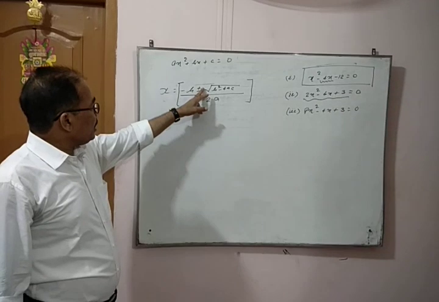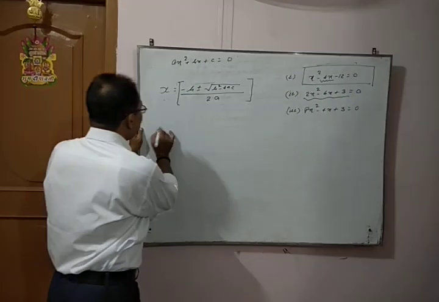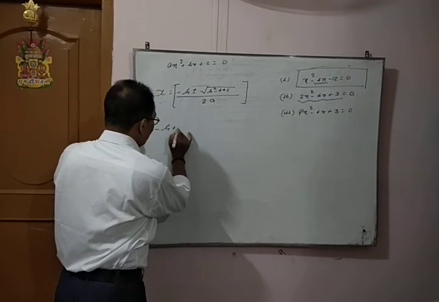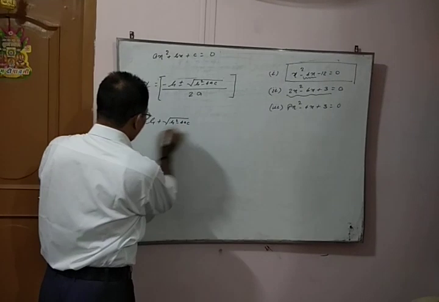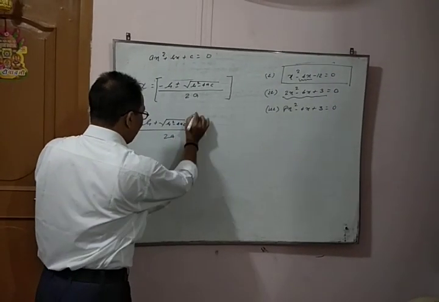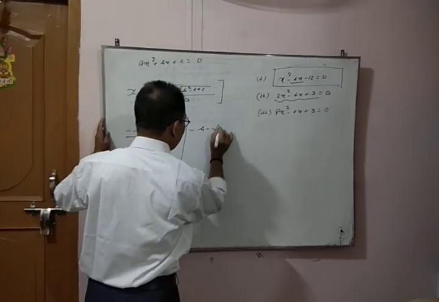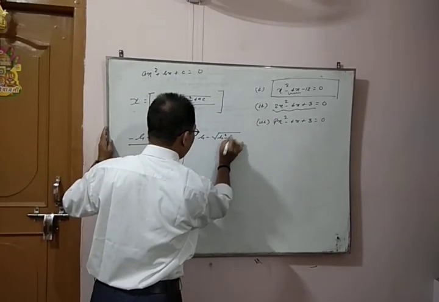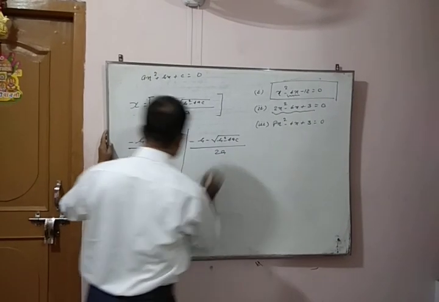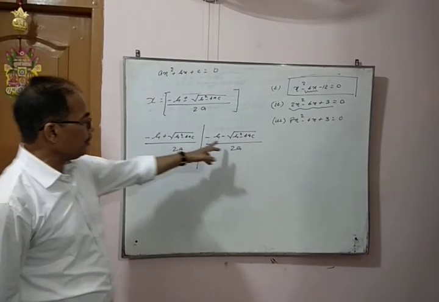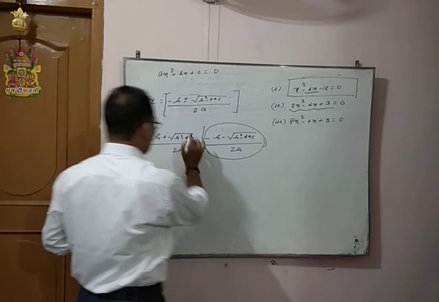Once you use the positive sign, next the negative sign, it means you will get minus b plus root under b square minus 4ac, whole divided by 2a, and next minus b minus root under b square minus 4ac, whole divided by 2a. Once positive sign, next negative sign. You will get two values of x, and these two values are known as roots of the equation.